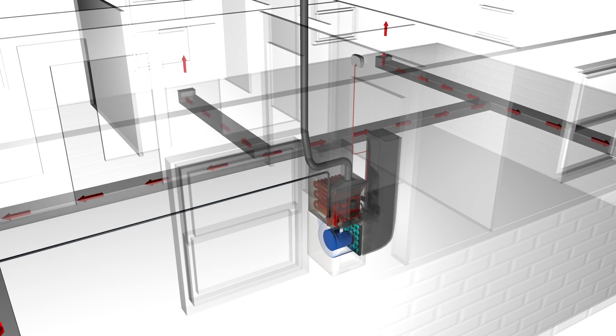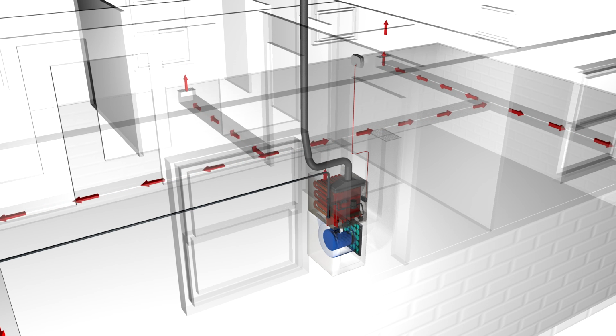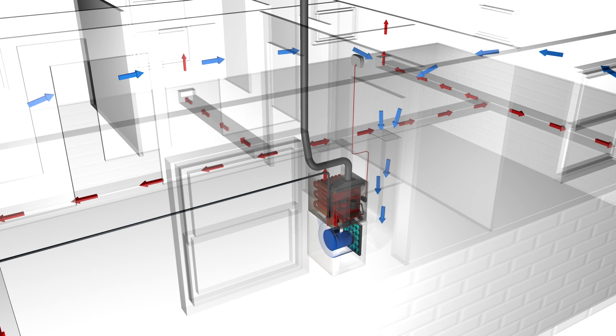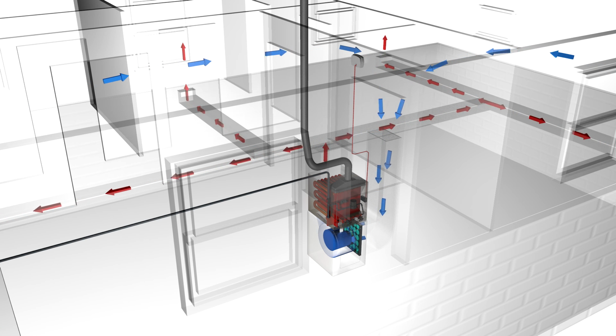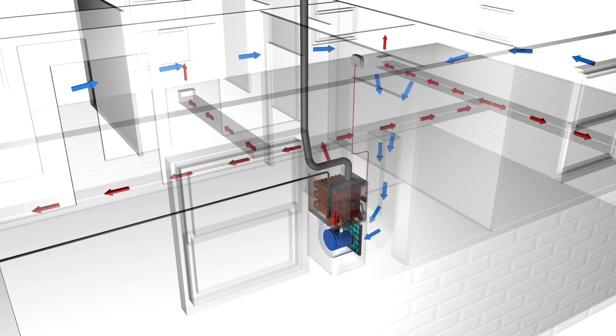The blower moves the heated air into the ductwork, distributing it throughout the home. Warm air rises and fills each room, forcing colder, denser air back into the furnace and through the cold air return ducts, feeding air to the furnace to repeat the process.